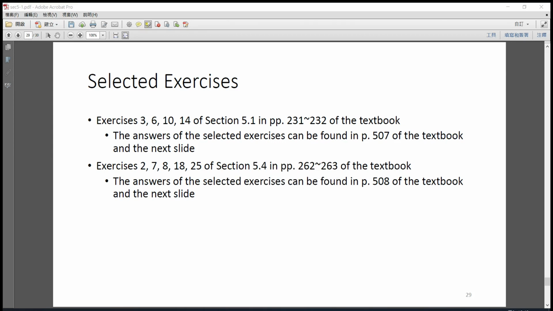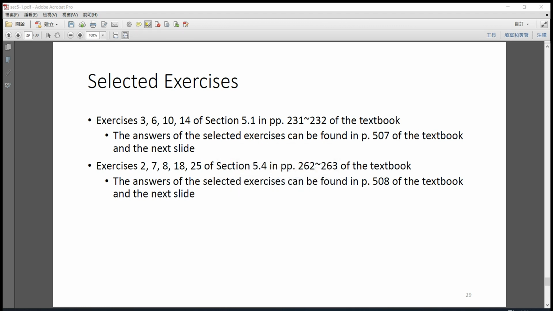We have finished sections 5.1 and 5.4, and I have selected some exercises for you to practice. The answers of the selected exercises can be found at the end of the textbook and in the next slide.